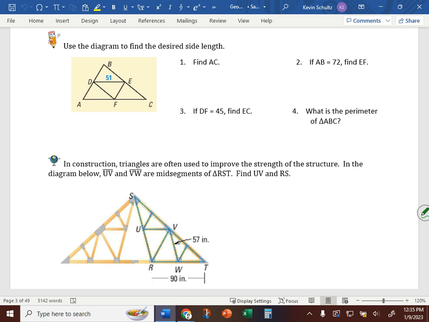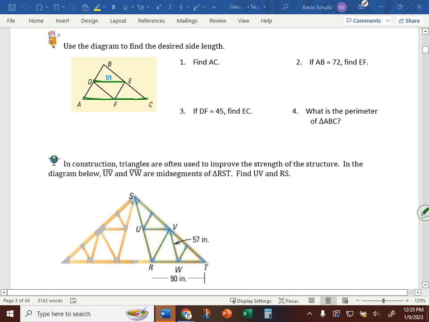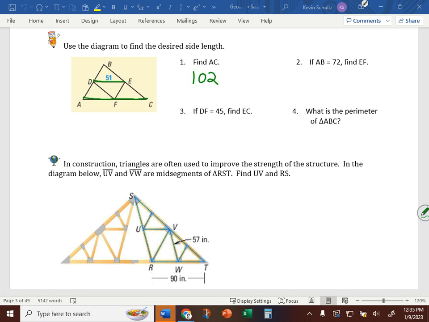Oh yeah, got it. Joey. AC would be 102. Well done, right? Because this midsegment here is half the length of that third side. Therefore, if it's marked as 51, then 51 times 2 would be 102. Okay. So the next one, I give you the entire segment, ask you to find EF, kind of just working with those theorems there.